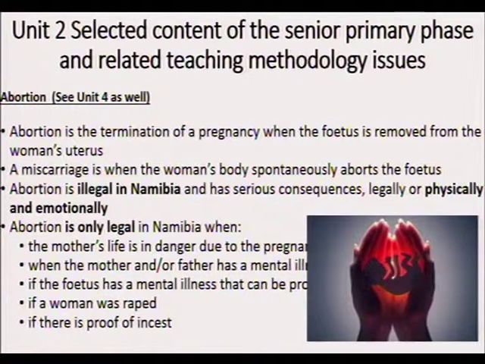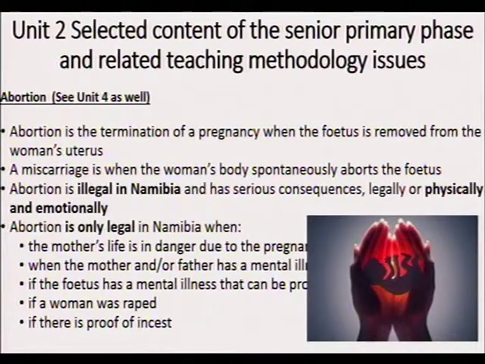Shortly we're going to talk about abortion, and it's important to also see Unit 4 as well. In your study guide, some of the subjects and topics are repeated in different places. So when it comes to the exam or assignments, I can also mention we try to mark it holistically, or look at it holistically, as things will repeat in different places in your study guide.